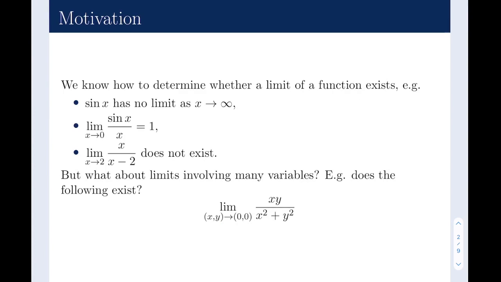Now first, we know how to determine whether a limit of a function exists, for very simple functions actually. For example, sin x has no limit as x goes to infinity, sin x on x goes to 1 as x goes to 0, and other similar things like that. But what about limits involving many variables? For example, does this limit exist? The limit of xy all over x squared plus y squared as (x, y) goes to (0, 0). Well, our useful limit theorem can give us the answer.